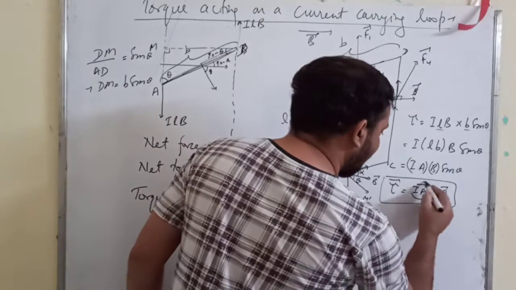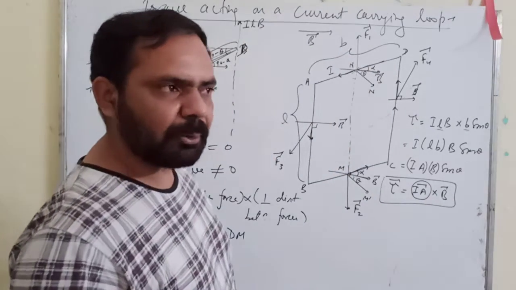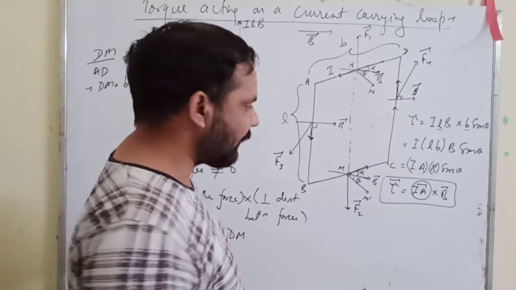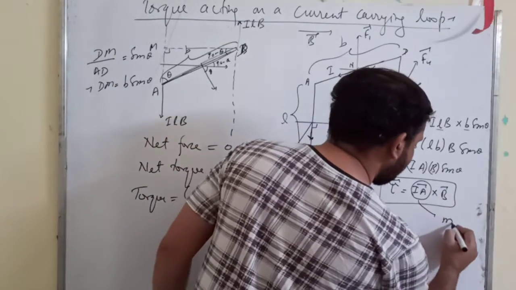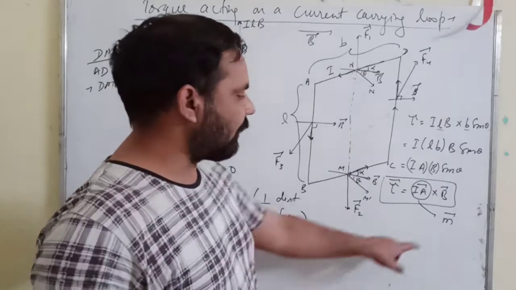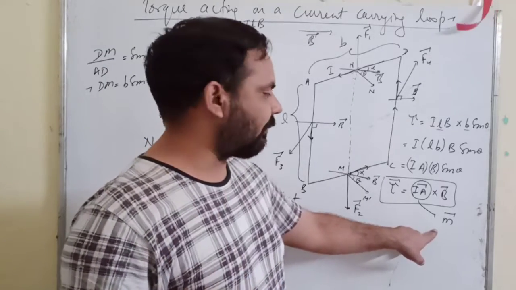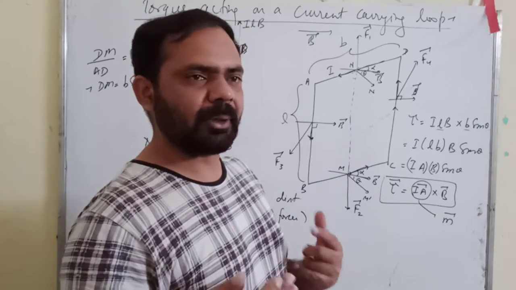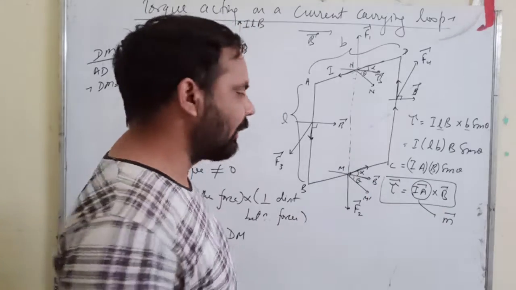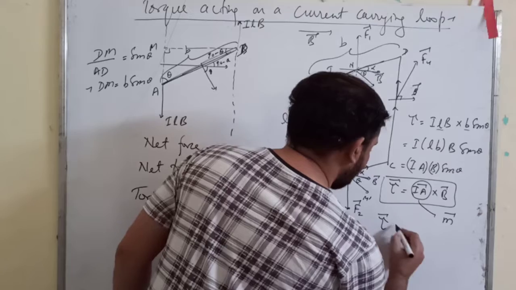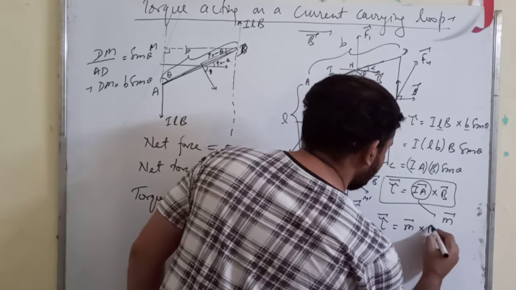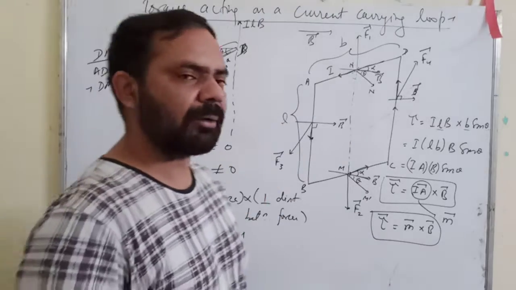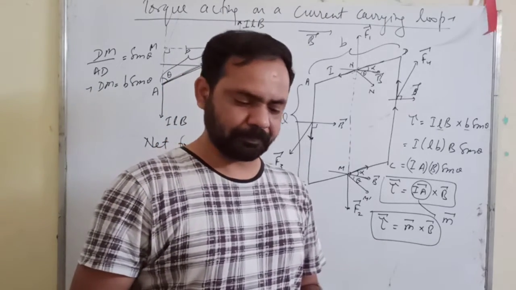Now this IA vector, in your next chapter, chapter number 5, you will come to know about a term called magnetic dipole moment, denoted by M. For the time being, just consider this as a term. So this torque is equal to M vector cross B vector. This is your formula for torque acting on the coil carrying current I.